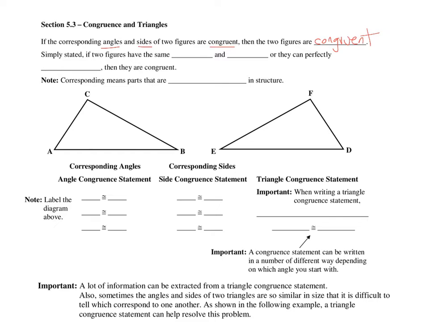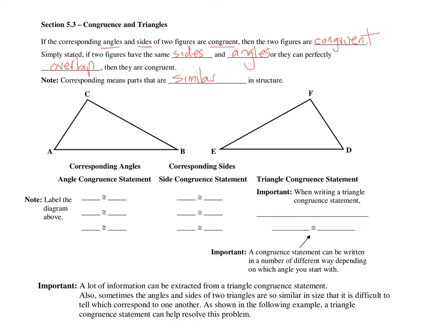Now, simply stated, if two figures have the same sides and angles, or they can perfectly overlap. Overlap is the key idea behind congruence. It means like having the same shape. Then they are congruent. Now note, corresponding means parts that are similar in structure.